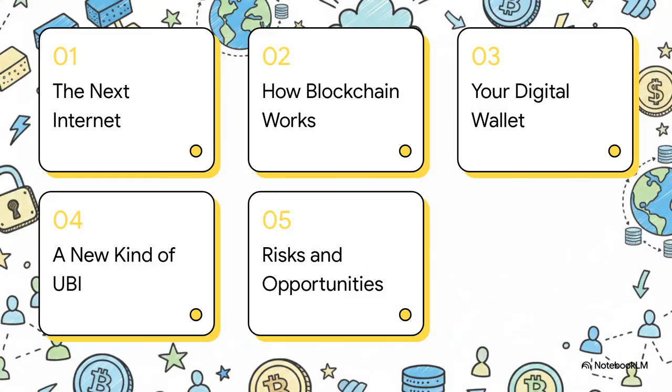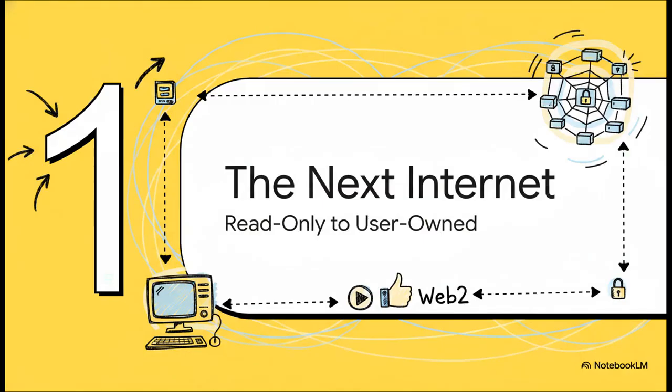Here's the game plan. First, we'll talk about the next internet and how we got here. Then we're going to look under the hood at how blockchain actually works. After that, we'll get practical with your digital wallet, the one tool you absolutely need. We'll see it all come together in a really cool real-world example. And then we'll wrap up with the big picture, the risks, and the incredible opportunities. All right, let's dive in.